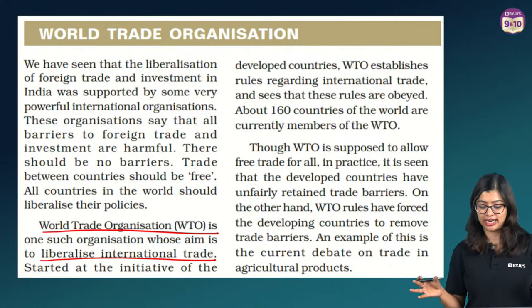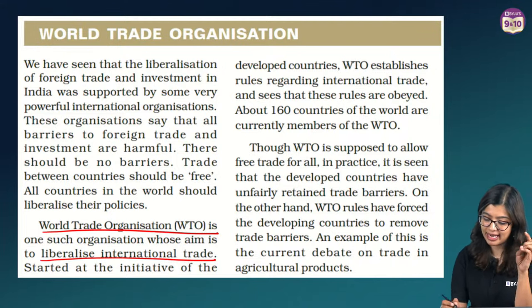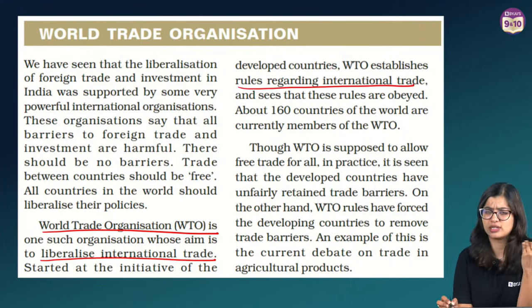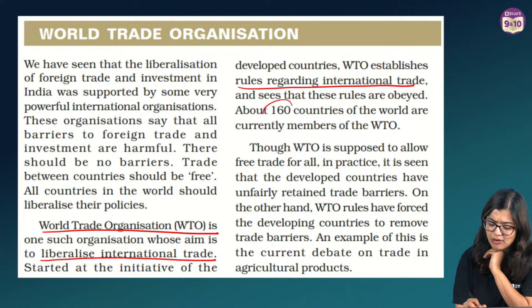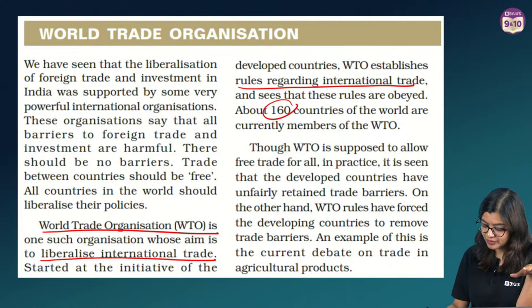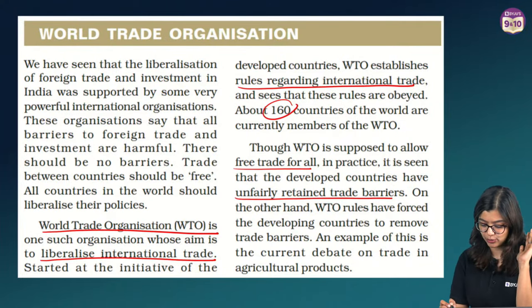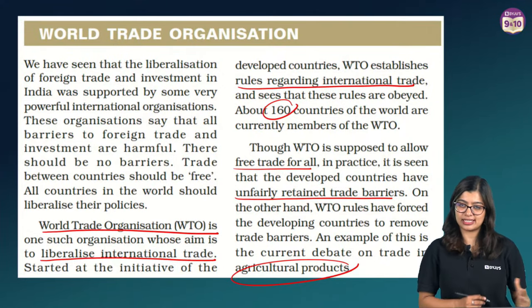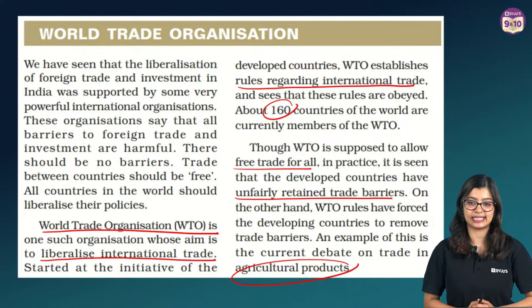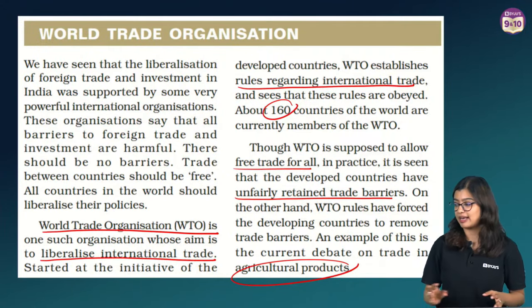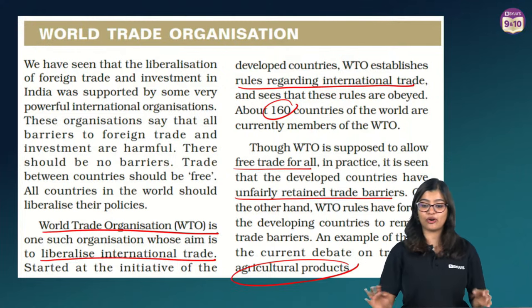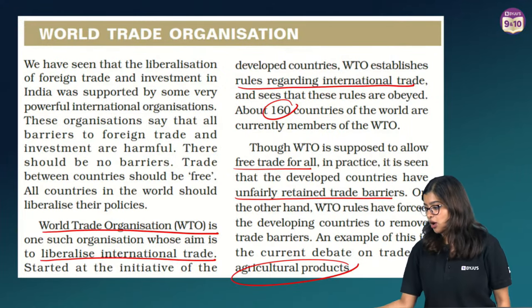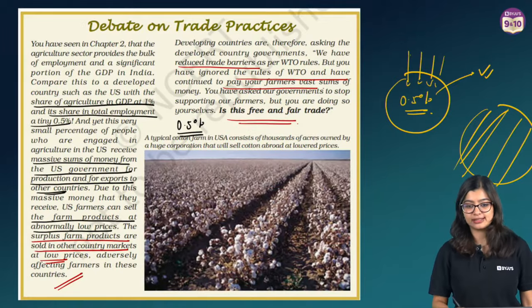So they started an initiative amongst the developed countries wherein they started to put up some rules regarding international trade, right? And we see about 160 countries are part of it. But nonetheless, they say that, see, you have to do free trade. But in practice, there are people who still don't practice proper trading rules, right? And of course, we see that the debate on agricultural products that we just discussed was an example for the same. So a lot of justified questions can come from this topic. So this is very, very important for us to go through. Yes? Okay. Now, last but not the least, right?